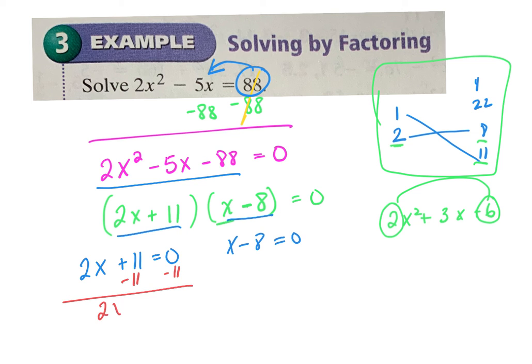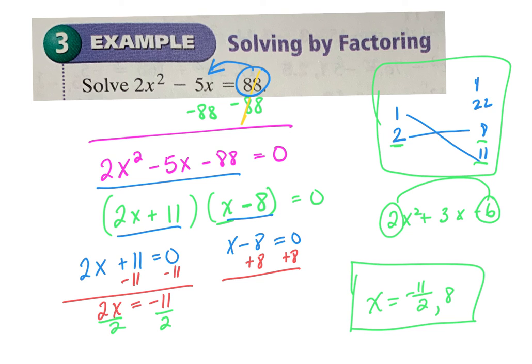Subtract your 11. 2x equals negative 11, and then divide by 2. And so one of our answers is negative 11 halves. You can leave it as a fraction or a decimal. And on the other side, you would add your 8. So our other answer is x can equal positive 8. And so once you get it moved over and factored, you're going to do exactly the same thing, so that you will have two parentheses and set each one equal to 0.